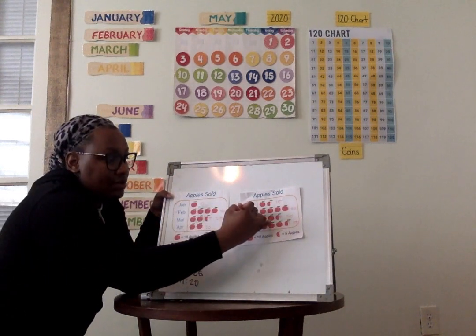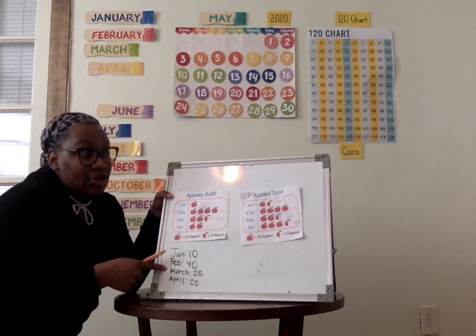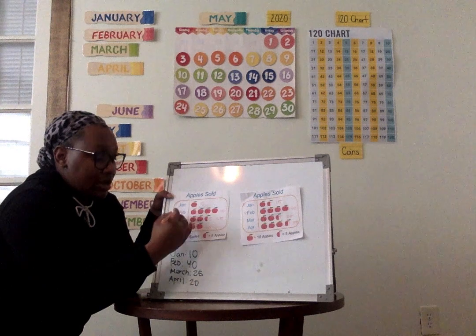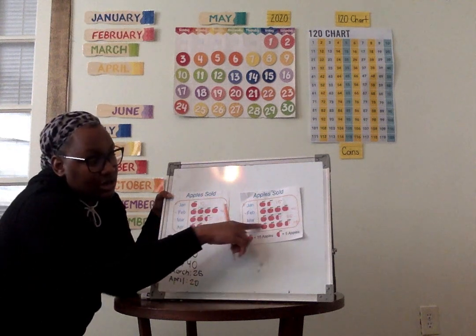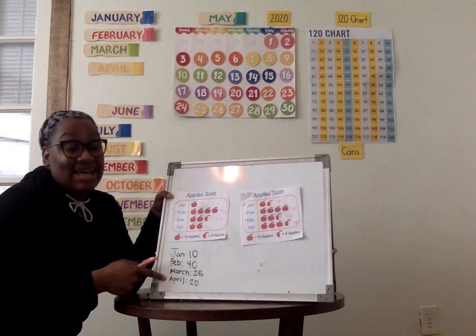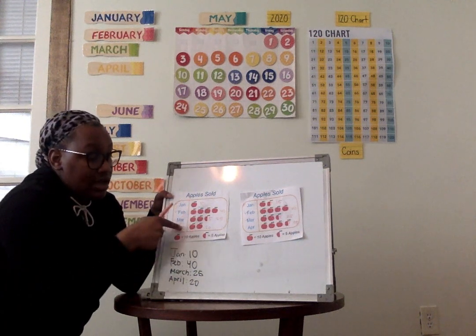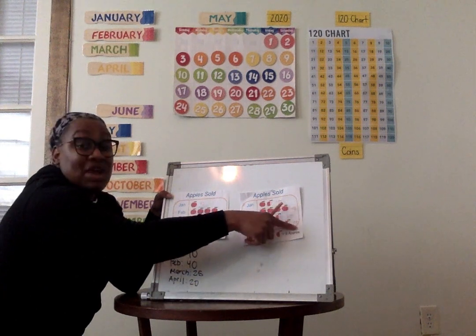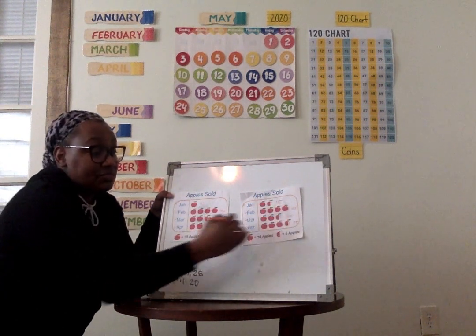In March, she got 25 apples. Let's see, March. Okay, she got 25 apples here. March, she got 25 apples here. In April, she only got 20 apples. April, 20 right here. Wow, but April on this graph, it says 35, so that's not right.